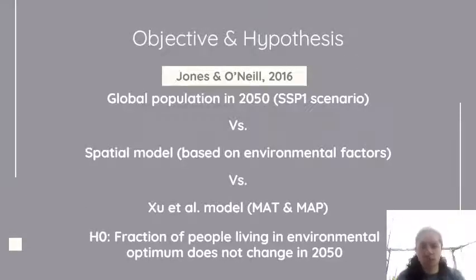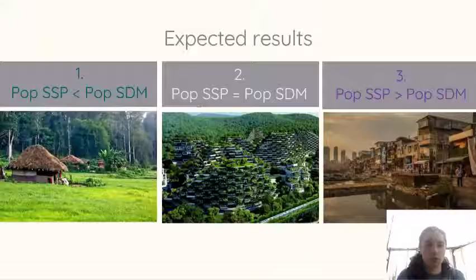So what I said before, it will be the Jones model, the social model, the spatial model, which I'll be making or have already made, and then the Shu model, with my null hypothesis being that the fraction of people living in the environmental optimum does not change. Or in other words, my null hypothesis expects that the population of all these three will be the same if these environmental factors do not influence future human population distribution.